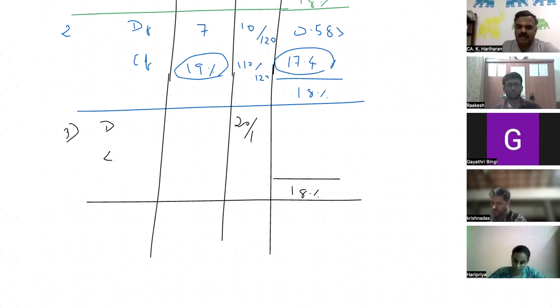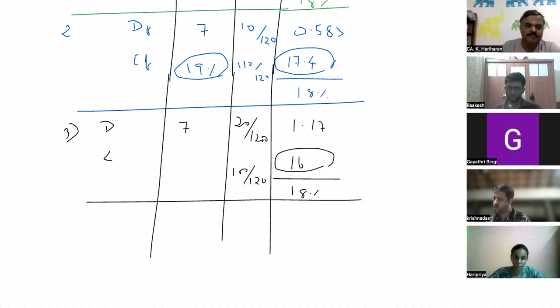Same 7. Therefore, 7 into 20 by 120 is equal to 1.17. The remaining is 18 minus 1.17, which is 16.83. Therefore KE is equal to how much? 20.2%. Similarly, you can prepare the next situation also. Yes, sir.